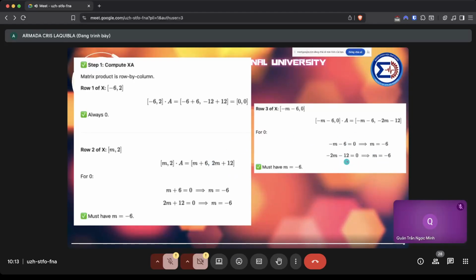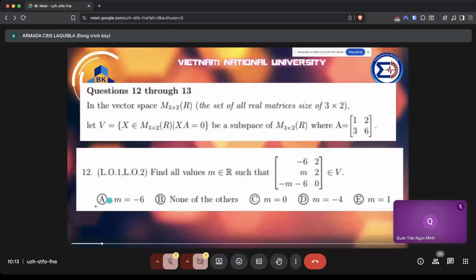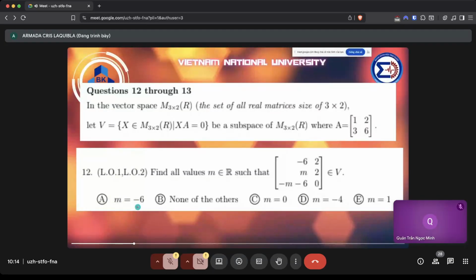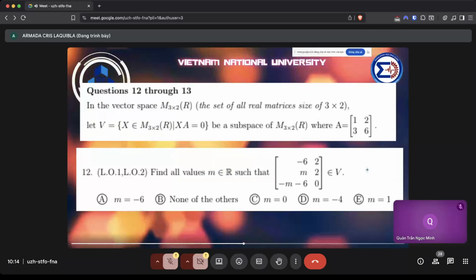Here we have the top always 0. You have the value of m here is negative 6. And we have here m is negative 6. So you have to pick, class, letter A. M is equal to negative 6. Okay? That's the only thing that will make all of that become 0. So we only have one value for the m there, not too many.